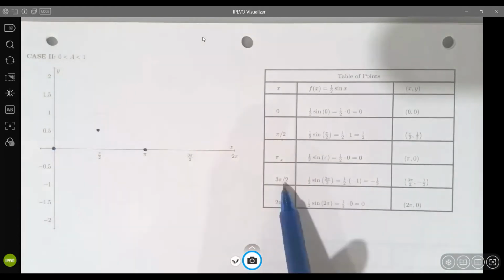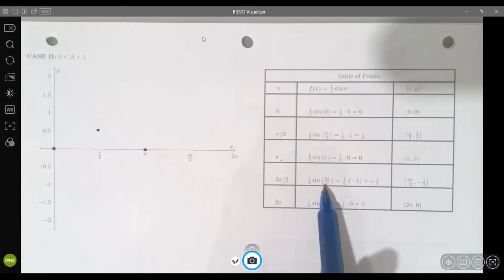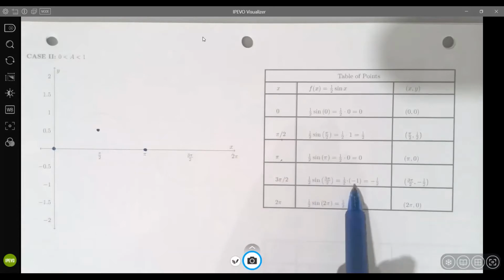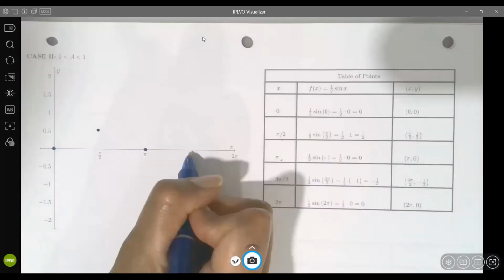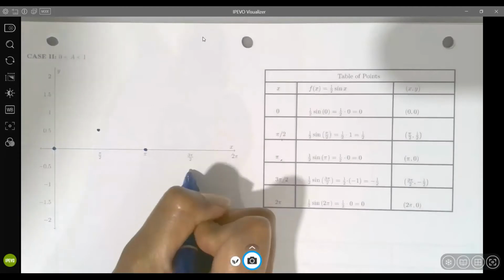And then for 3 pi over 2, repeat the process, plug it in. Sine of 3 pi over 2 is -1, and then 1/2 times -1 would give us -1/2. So here we go down to -1/2, which is approximately there.